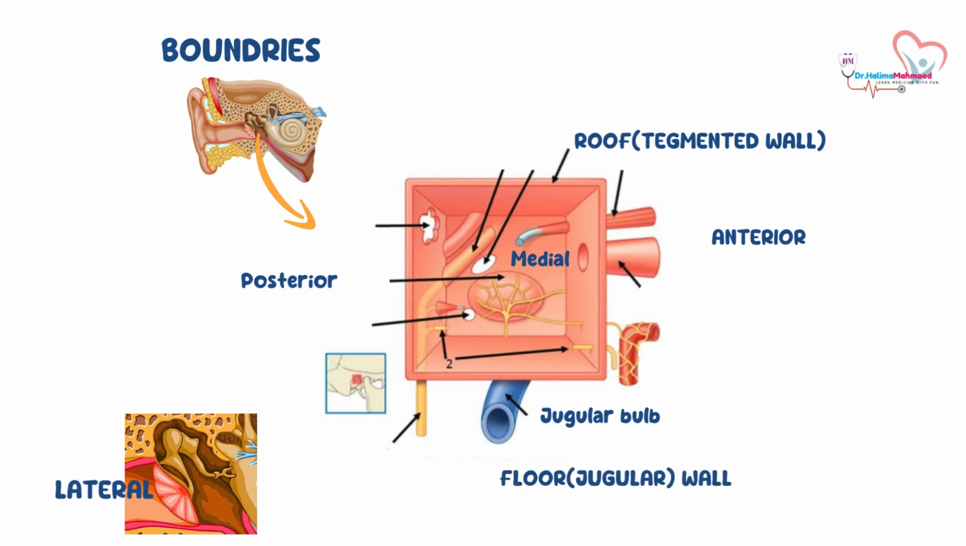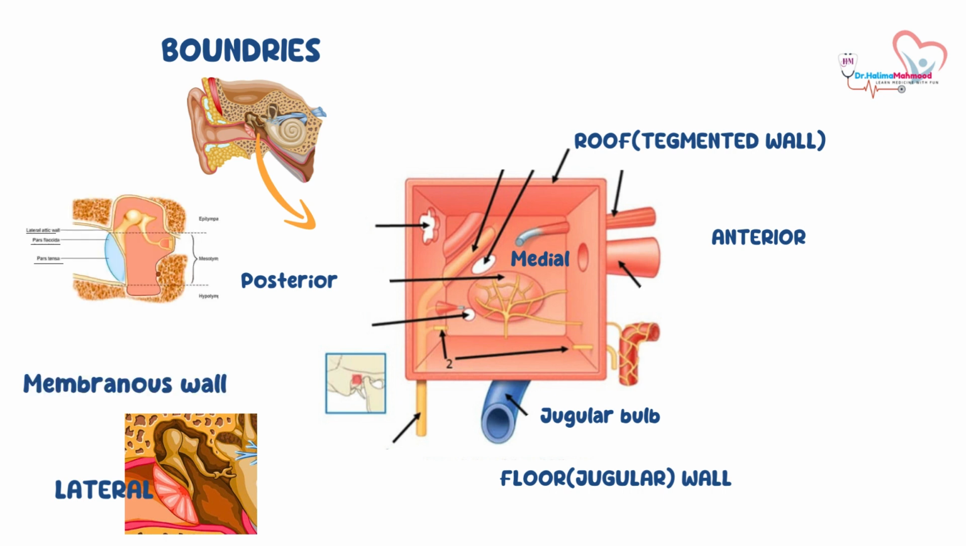If this bone is congenitally absent in the children, then it causes the protrusion of jugular bulb in middle ear cavity, causing a disease condition called dehiscent jugular bulb. The lateral wall is also known as the membranous wall because most of its portion is formed by tympanic membrane. Some of the superior portion of this lateral wall is formed by the epitympanic recess. This lateral wall is semi-transparent, which basically helps us to see the middle ear cavity contents.